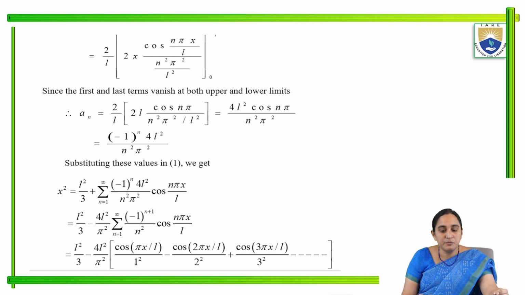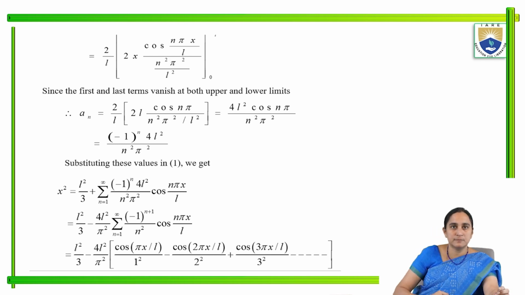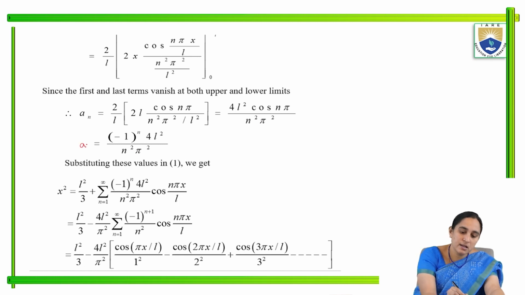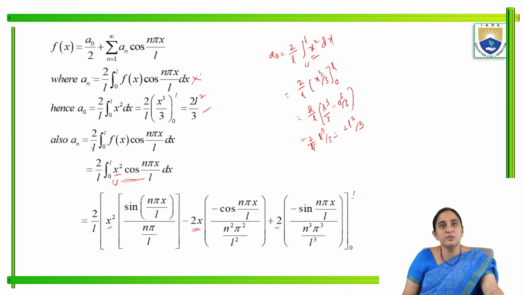After substituting the limits, 2 by L into 2L cos n pi by n square pi square. From that, 4L square into cos n pi by n square pi square, and cos n pi value is minus 1 whole power n, into 4L square by n square pi square. This is a n. Already we discussed a naught.